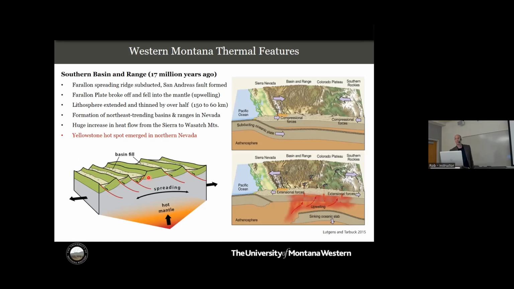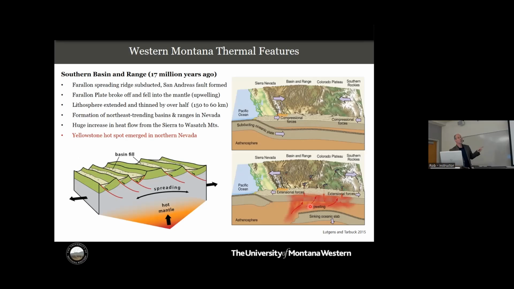Yes. So south of us, basin and range topography starts forming 17 million years ago, largely because the Farallon Plate broke off and fell into the mantle. And we also subducted the spreading ridge and created the San Andreas Fault. So that released compression on the western edge of North America.